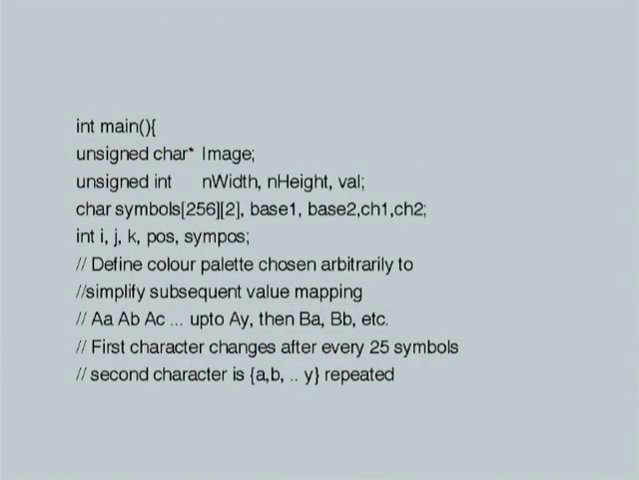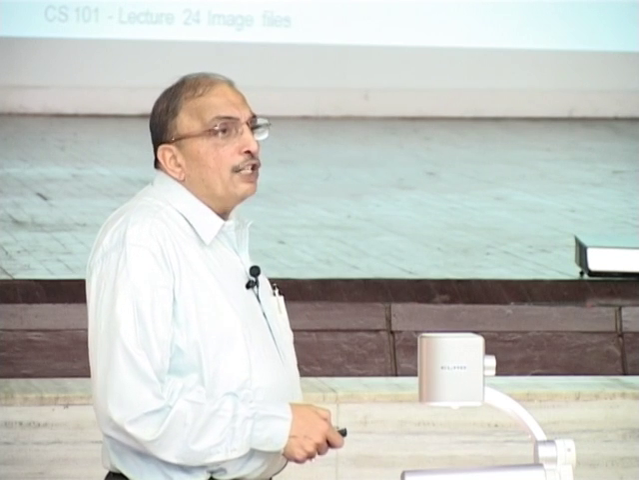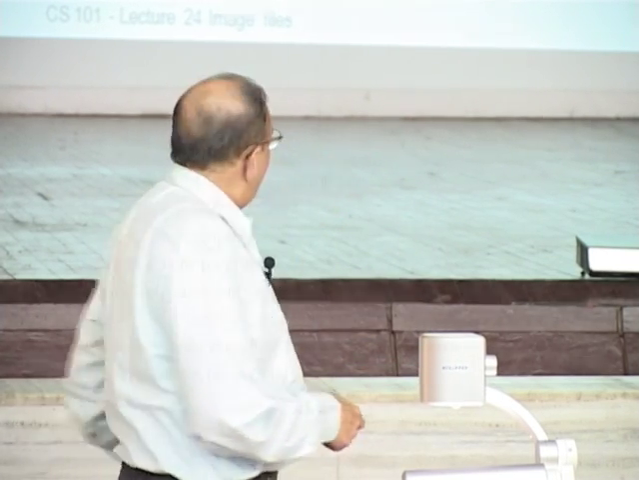Then I have defined unsigned int nWidth, nHeight, and val. By the way, it is not uncommon to use in large variable names certain capital letters so that the variable is immediately readable and understandable. nWidth and nHeight written like this were actually the variables used in the equipment's APIs which I just mentioned, because ultimately I had to connect this particular program version to interface it to that device.